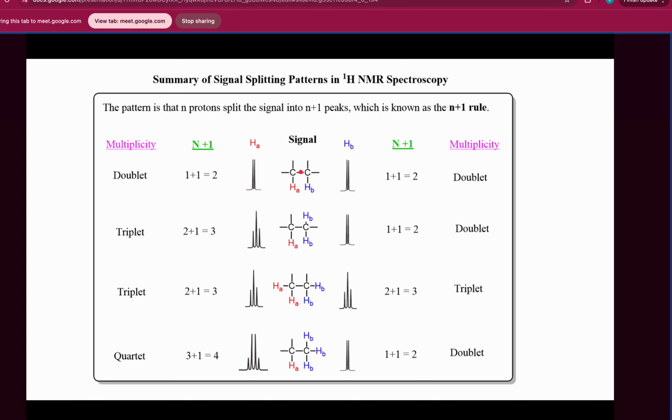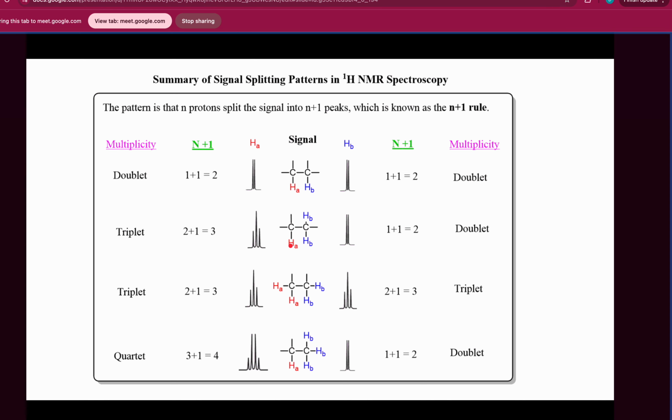HA is attached to a carbon which has only one single proton. So this signal will be split into 1 plus 1, which will be 2, which is also known as a doublet. So if there are two peaks, it is called a doublet. Similarly for HB, it has only one adjacent proton, so it will split the signal into n plus 1, which will be 2. So there will be two peaks which we will observe. That is known as a doublet.